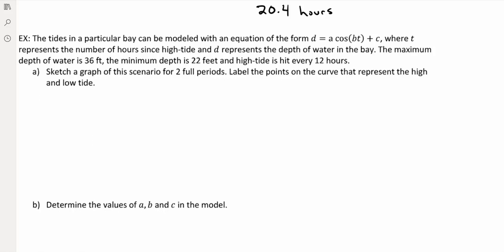Okay, so if we're going to sketch this thing, I'm going to make it something like this, because actually I know that my high and my low are going to be above 0, so I'm going to leave space up here.